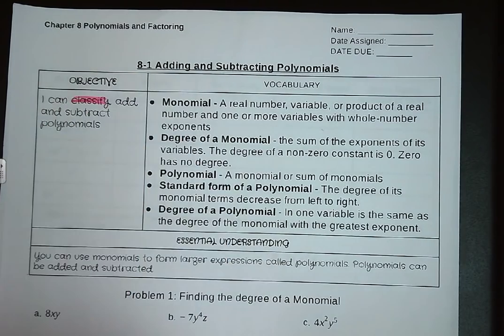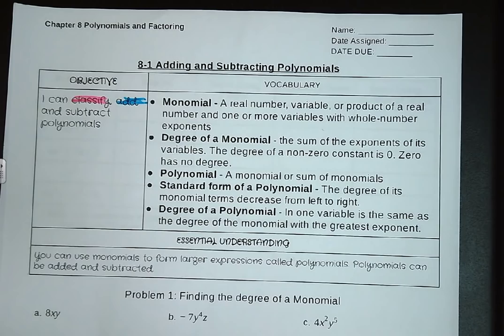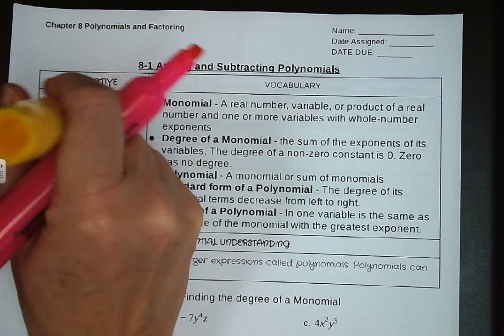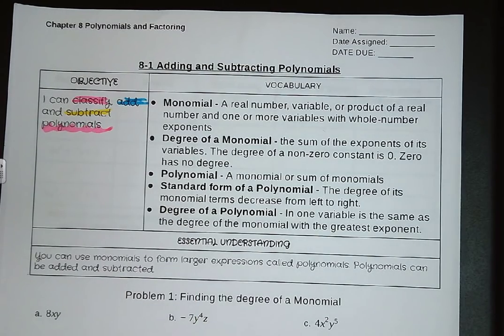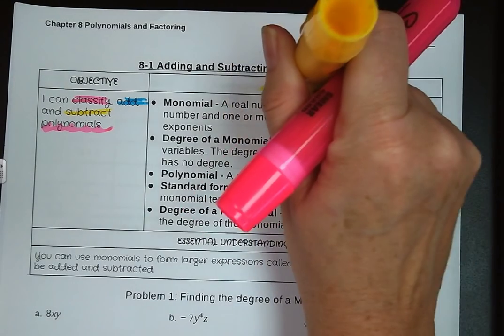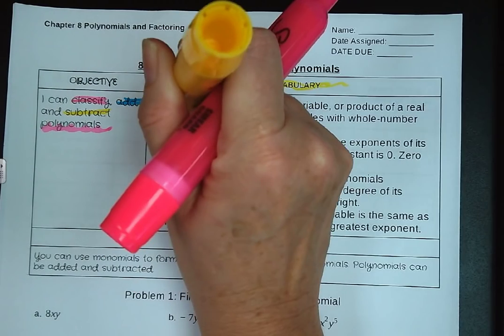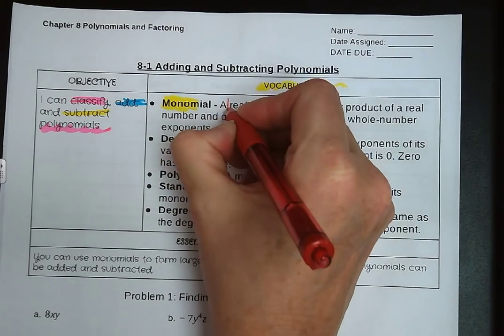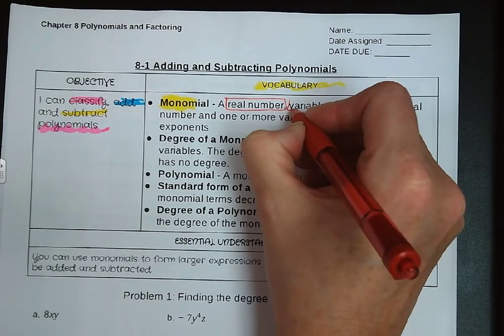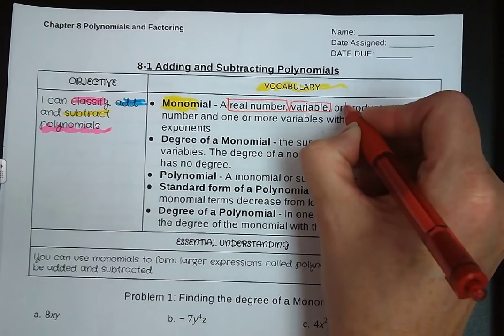All right, so our objective for today is that I can classify, add, and subtract polynomials. Now, vocabulary, we haven't had much of this lately, but here's a whole bunch of it. A monomial. Mono means one. And rail means rail. Monorail. All right. A real number, variable, or product of a real number and one or more variables with whole number exponents. That is a monomial. Mono means one.